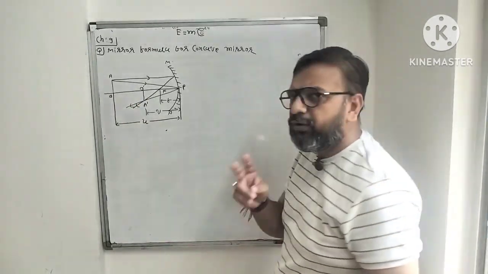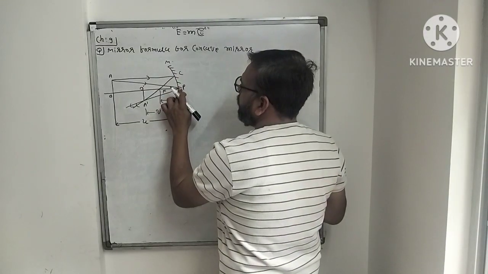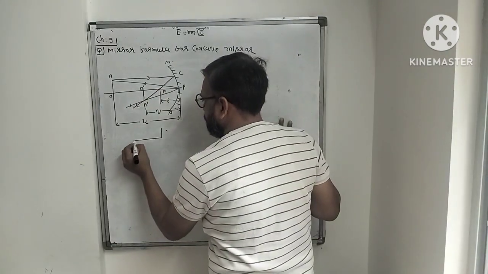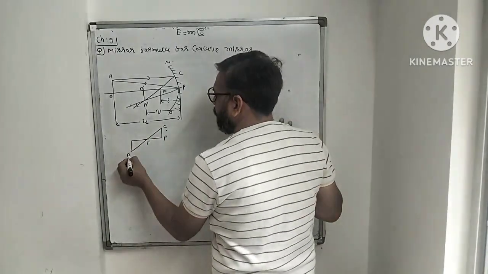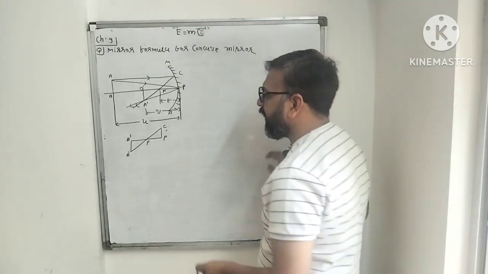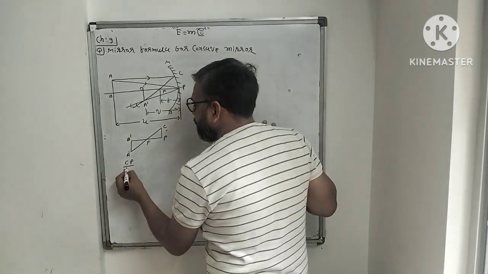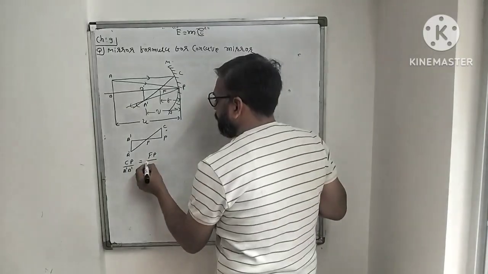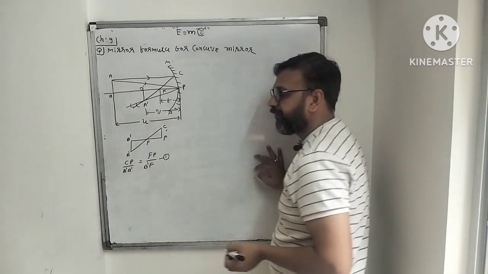So here we see the two triangles CPF and A dash B dash F. Both triangles are similar, so we can write CP upon A dash B dash equal to FP upon B dash F. Make this equation number 1.